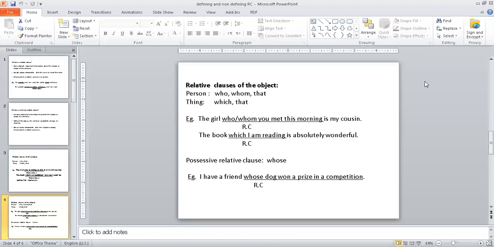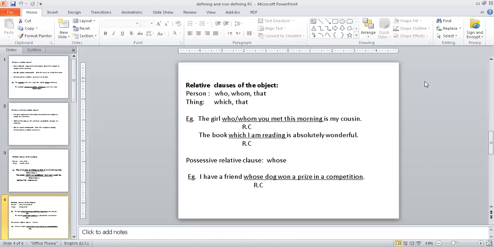Okay, if you omit or delete this clause and say the book is absolutely wonderful. Which book? يبقى المعلومة ناقصة ومش واضحة. So you have to use the relative clause. You have to say the relative clause which I am reading لأنها معلومة مهمة حتى تعرف which book.